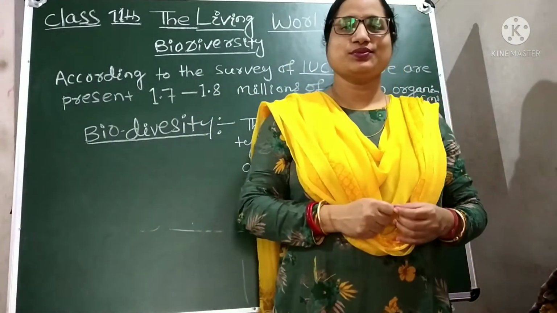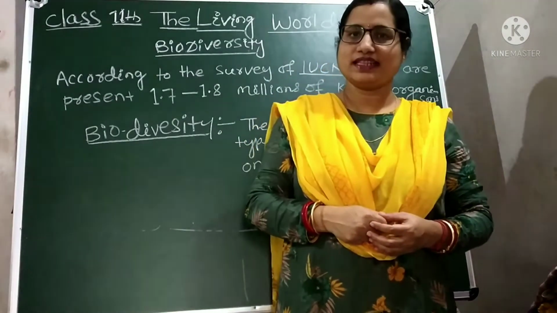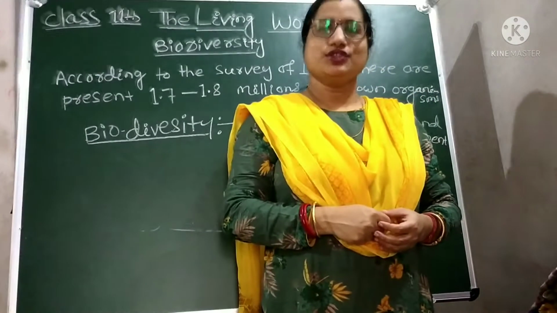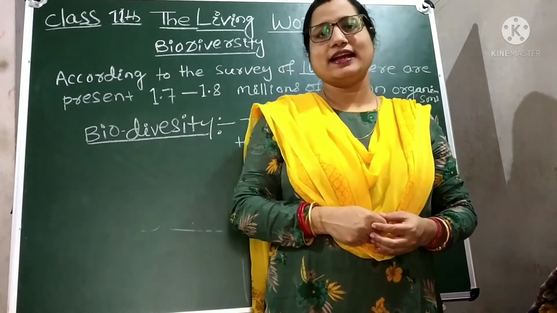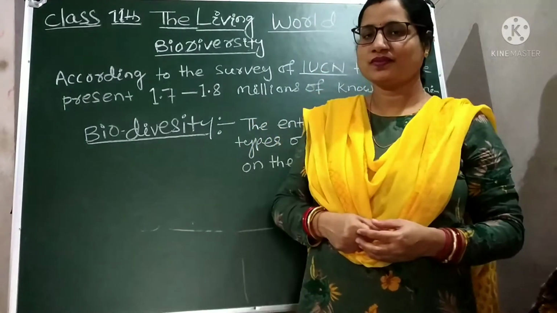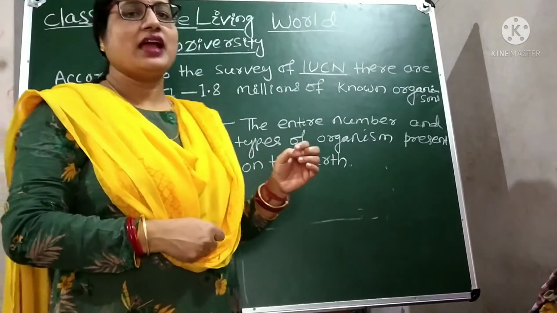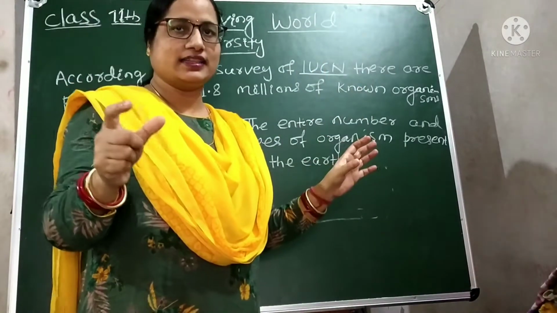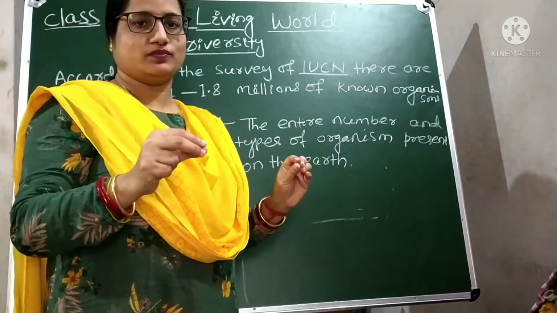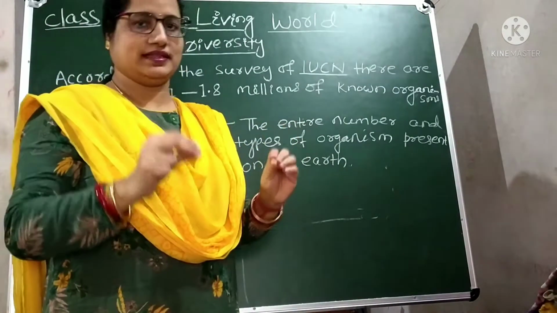In the previous class, we have discussed what is living things and different properties of living things. Today, we are going to study the biodiversity, systematic classification and need of classification and nomenclature. Let's start. Dear students, as I said previously, on the surface of earth there are present different types of living organisms which make our planet earth beautiful and amazing.